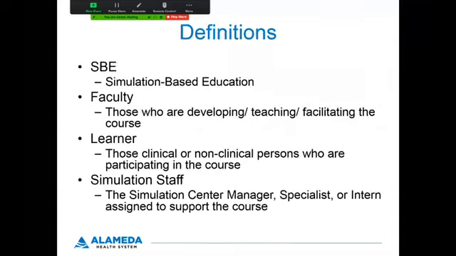Before we get into it, I wanted to go ahead and just make some basic definitions. Throughout you may hear referenced SBE, which stands for simulation-based education, and that's our vast array of education that involves simulation as our methodology. Faculty is who we refer to as those who are developing, teaching, or facilitating any of the simulation-based education courses. So we just use the broad term faculty throughout this presentation.